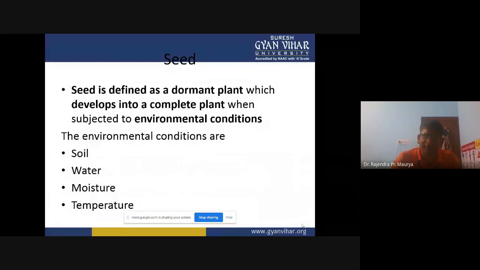Those environmental conditions are soil, water, temperature, aeration, relative humidity, all these things. Among these, temperature is the most important. In general, all plants require a temperature between 20 degrees Celsius and 30 degrees Celsius. And if we want to be exact, 25 degrees Celsius is the ideal temperature for germination in the majority of crops.